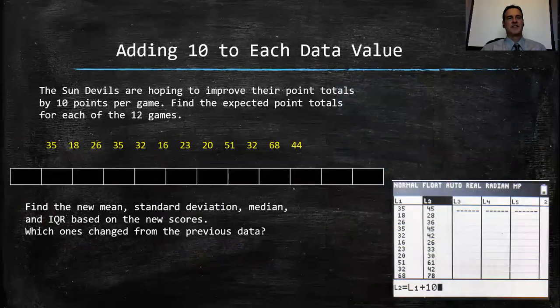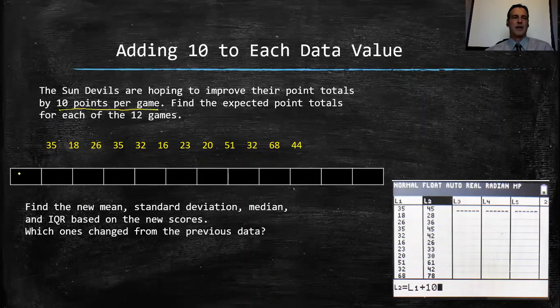All right, so here's what it says. This team is hoping to improve their total points by 10 points per game for the upcoming season. Find the expected point totals for each of these 12 games. So here are the old totals, and what I want to do is, what would the new totals be if I increase by 10 points per game?